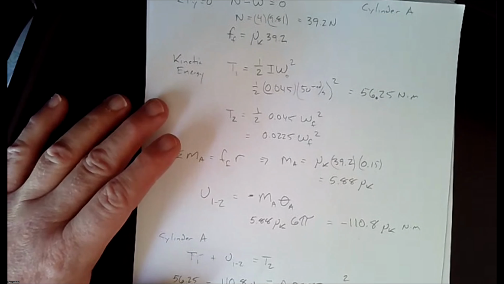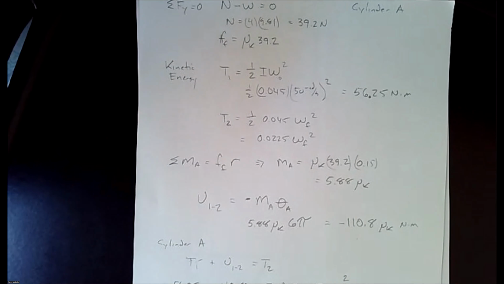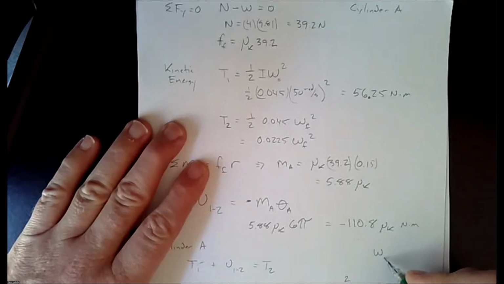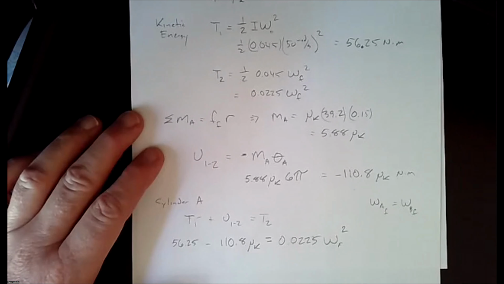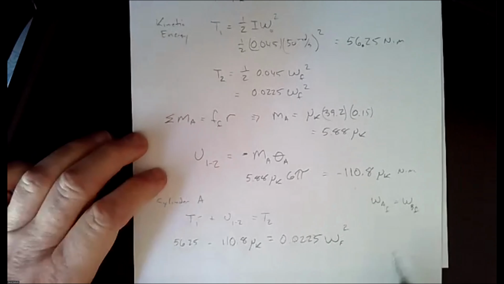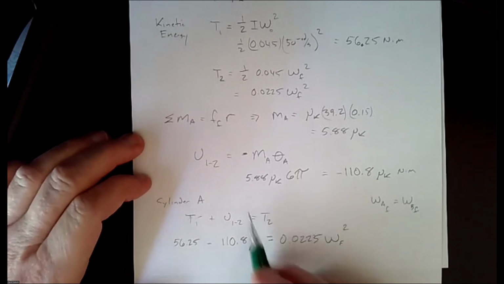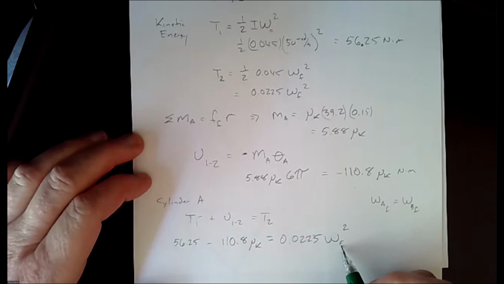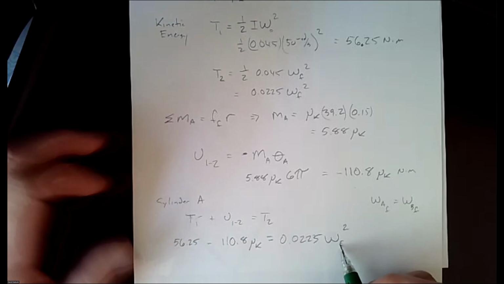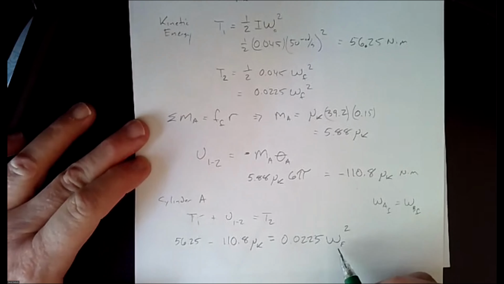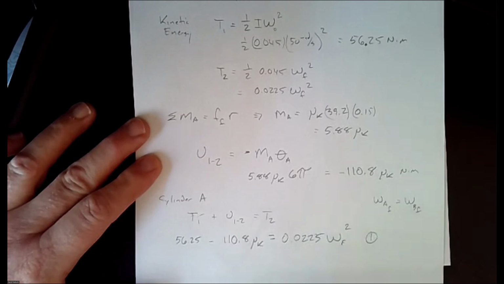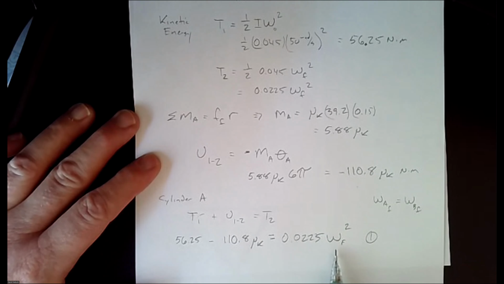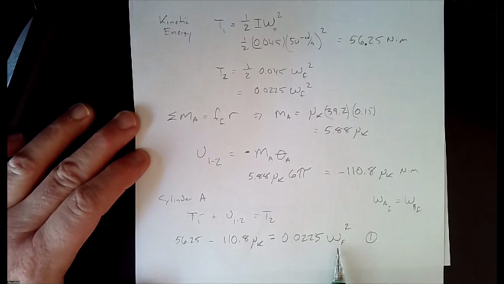Now it turns out that omega A final equals omega B final. I think we can agree with that because after 3 rotations, it tells you that it's going to be rotating and not slipping. So we know that those two have to be the same. So instead of saying omega A final, we can just put omega final here, and that's going to be consistent for both cylinders. So this becomes one equation here. All right. And we have 2 unknowns, so we have to now look at cylinder B.